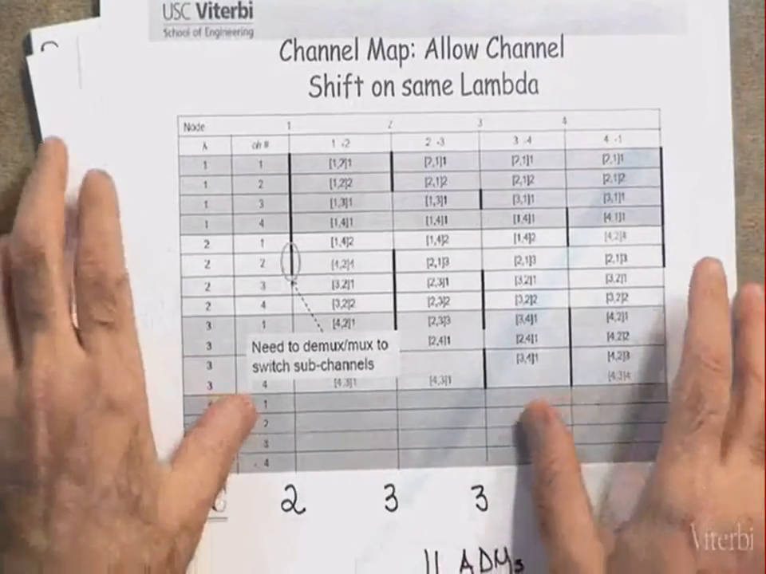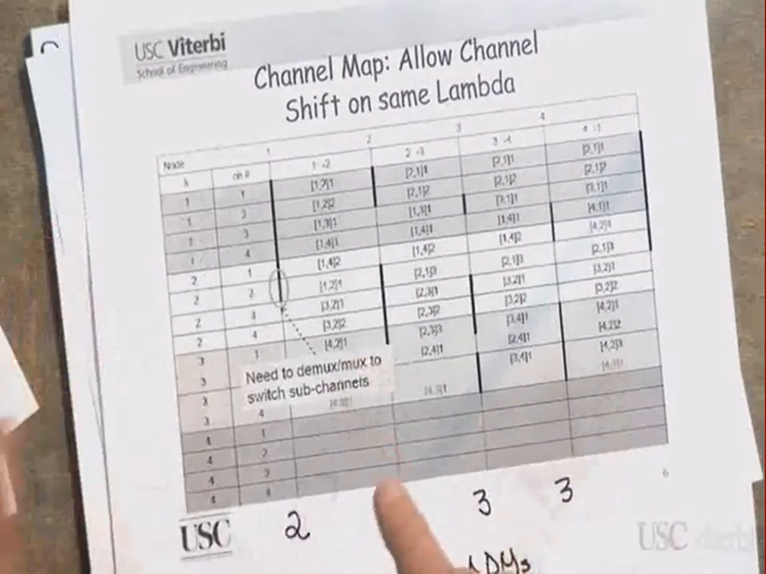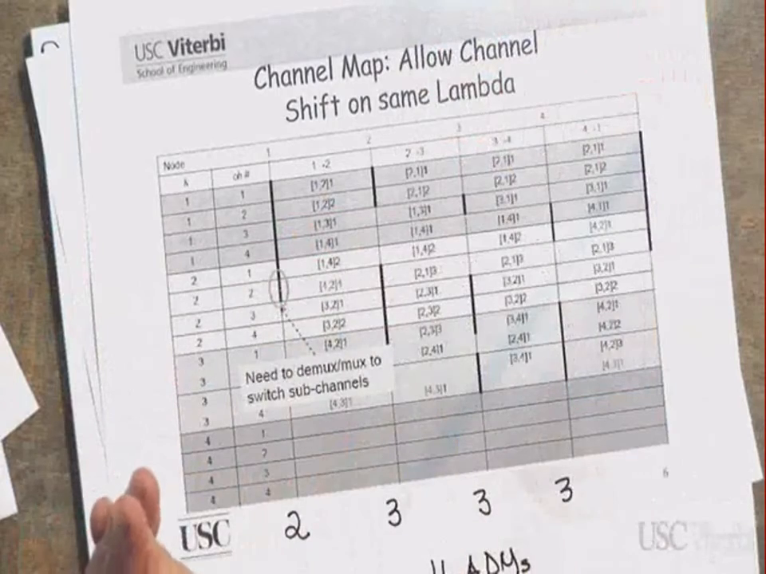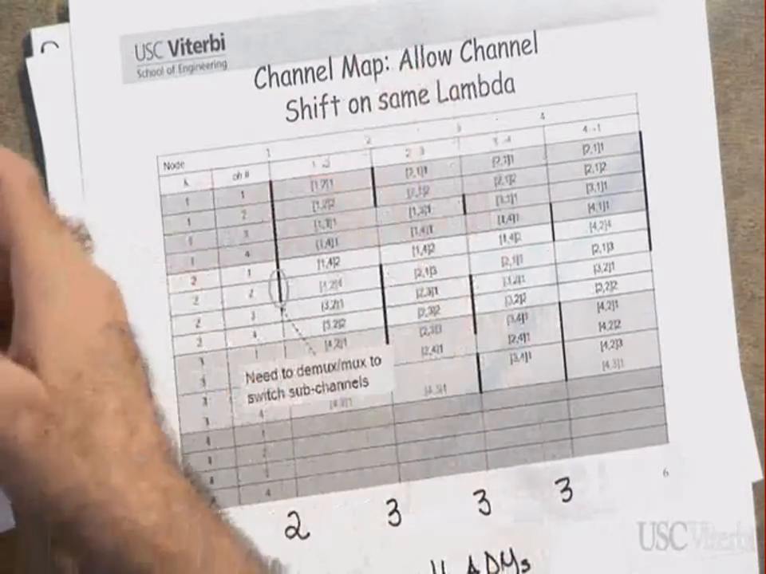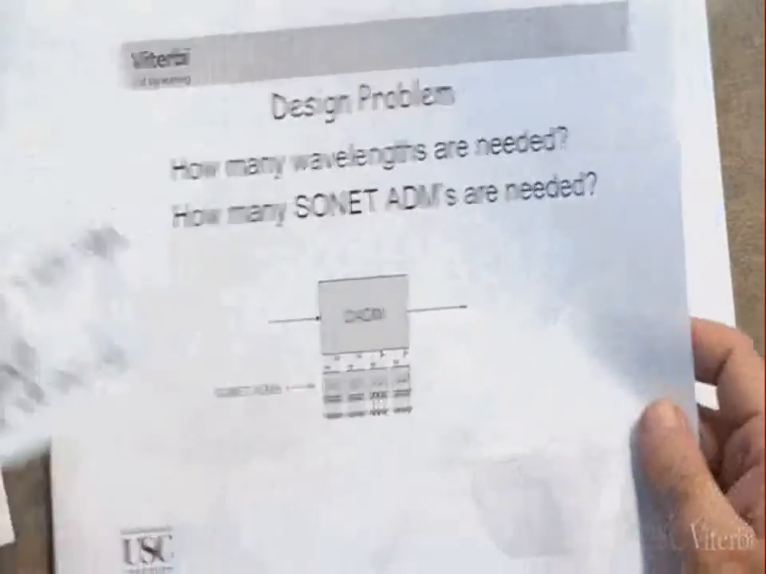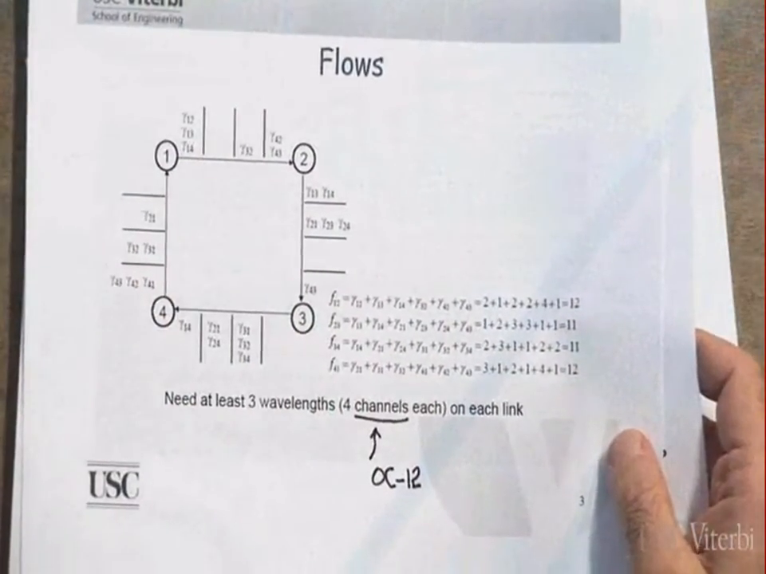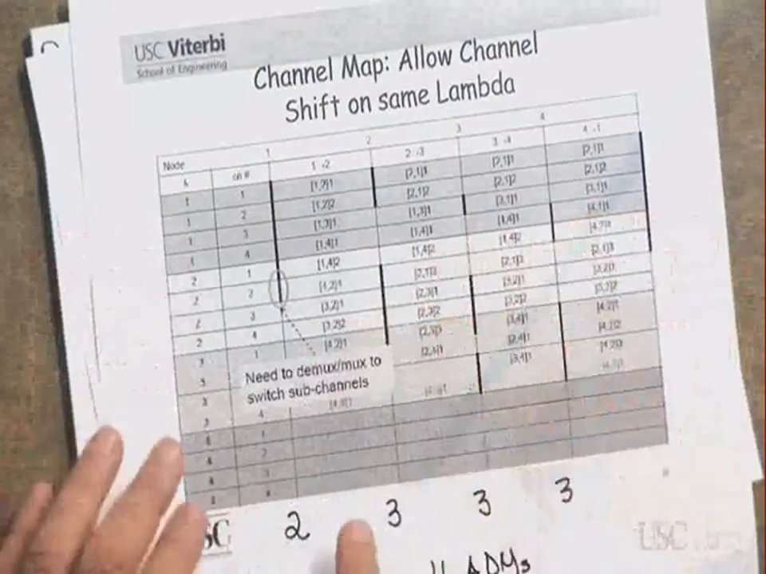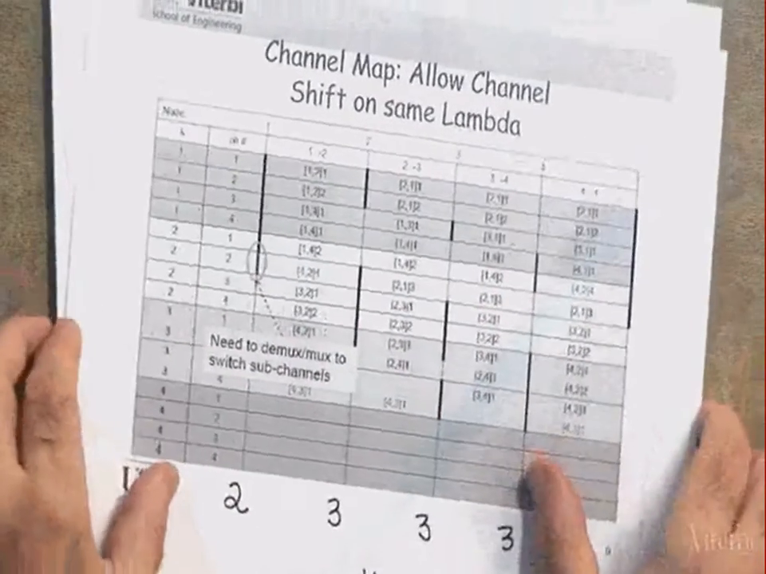Okay. Let's see if we can save some more. By the way, you tell me, Professor, how we can save some more? Do you understand that we have to have at least 3 wavelengths? In other words, 2 wavelengths will not do the job. Do we agree on this? We can, because from the analysis, it shows on each link, we need at least 3 wavelengths. So what are we trying to accomplish more? We are trying to see, can we reduce the number of ADMs?